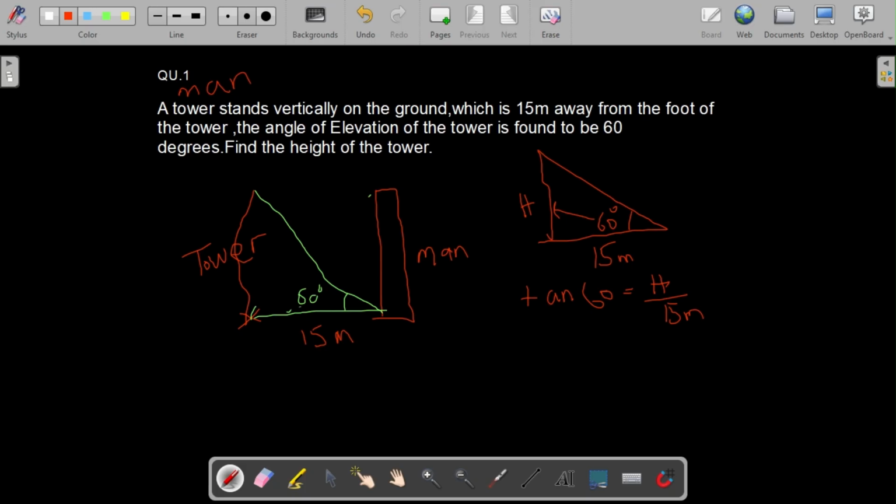So if tan 60 is root 3, it means that if I cross multiply this, h is tan 60, which is now root 3, times 15. So at the end of the day, my answer will be 15 root 3 meters.